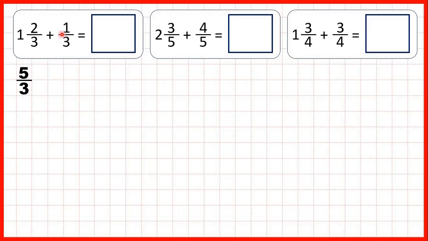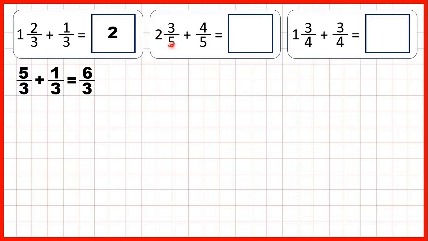So now we can add the 1/3. Remember, when we add fractions, the denominator stays the same, and 5 plus 1 is 6. So we get 6/3. Now 6 divided by 3 is exactly 2 with no remainder. So our answer is 2 wholes. Next, we have 2 and 3/5, and we're adding 4/5. We can change 2 and 3/5 into an improper fraction.